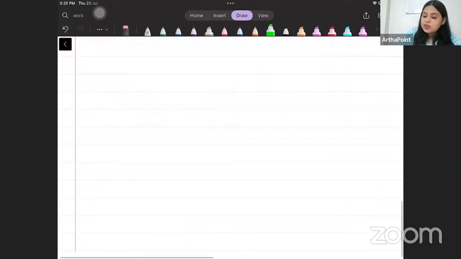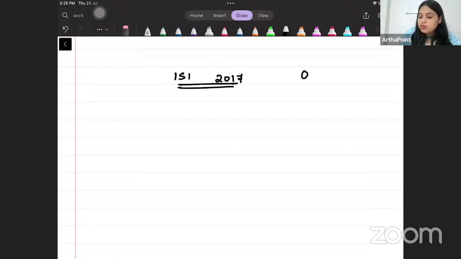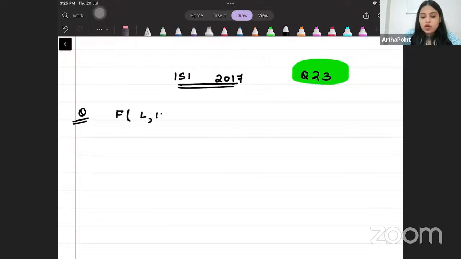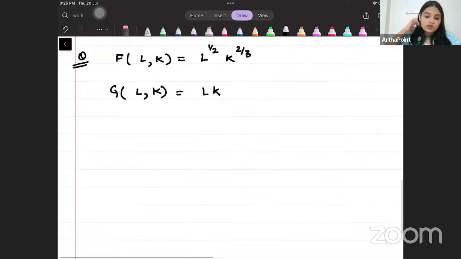Based on this, there was a question that came in the ISI 2017 paper. It was question number 23. I will go ahead and discuss this question. What was given in it? You were given two production functions. The first production function given to you was L to the power half, K to the power 2 by 3. And the second production function given to you was L into K. These two production functions were given to you.